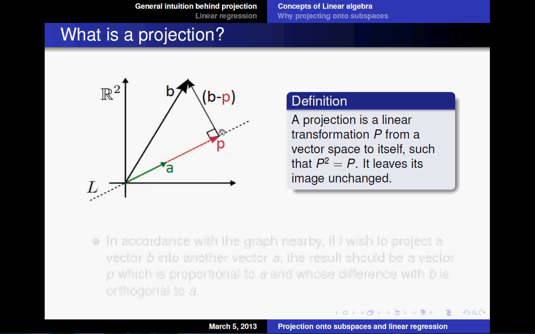That is, to get a vector P on the line through A which is as close as possible to B, we must take a vector such that the difference with B is orthogonal to A. Okay, this property will be shown. The fact that this orthogonality guarantees the closeness will be shown in the final part of this video.